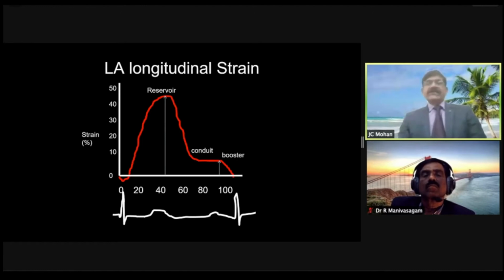So how does left atrial longitudinal strain look like? This is a spectrum. You have in ventricular systole the reservoir strain. Then you have conduit strain in the early part of the diastole and mid-diastole, and later on when the atrium contracts, the booster strain. The booster strain is typically around 12%, reservoir strain is typically around 40%, and conduit strain is about 8-9%.